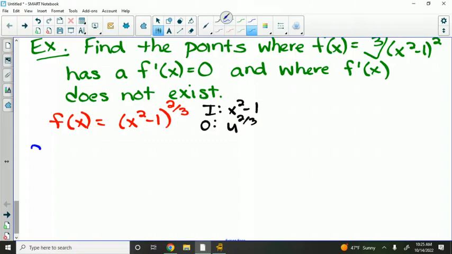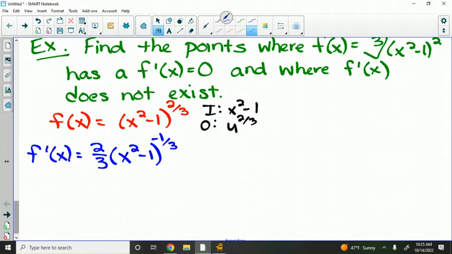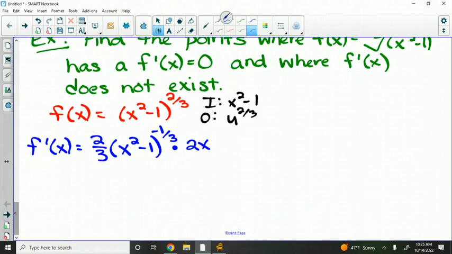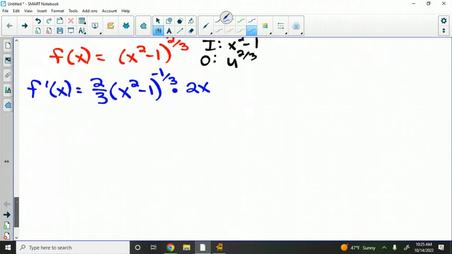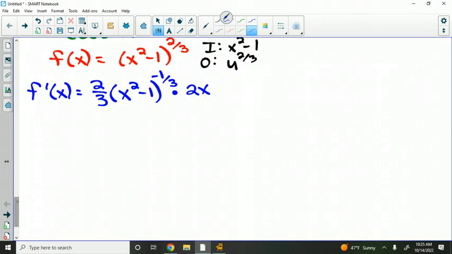And then we'll derive. So f prime of x, take the derivative of the outer, 2/3, keep the inner to the negative 1/3, times the derivative of the inner, so times 2x. Okay, now as we see that, we're going to fix the negative exponent. So the part with the parentheses, we're going to bump down to be with the 3. The things that are left on top are 2 and 2x. So I'll make that 4x, and then on the bottom, 3 times x squared minus 1 to the 1/3. And this is our derivative.